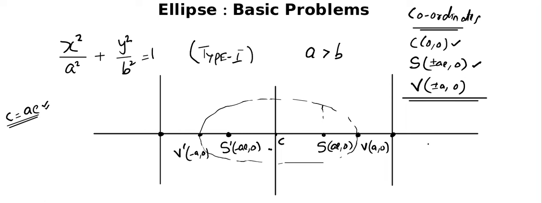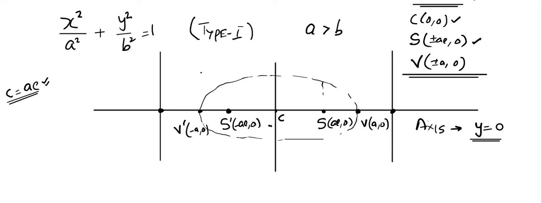Okay, basically, you have to understand the axis. The axis of a type 1 ellipse is the x-axis, so the equation will be y is equal to 0. Another equation that you have to learn by heart is the directrix: x is equal to plus or minus a by e. Of course, this one is plus a by e and that one is minus a by e. And you know the distance between C and Z dash is a by e. So if you want to learn the coordinates by heart, this one is (minus a by e, 0) and this one is (a by e, 0).